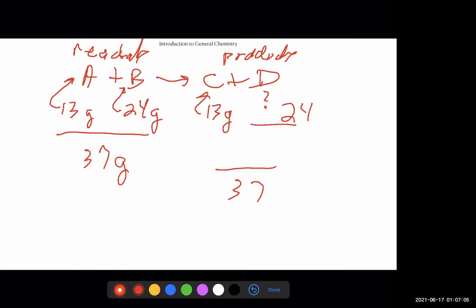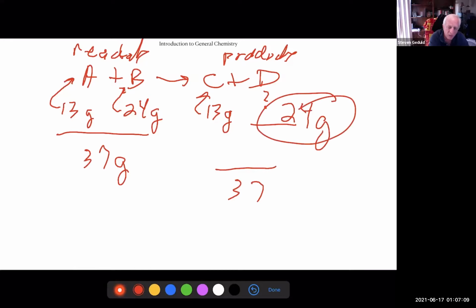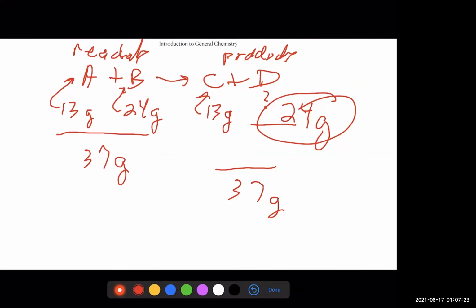24? 24 grams, right? You have to have 24 grams of D because it has to equal 37 grams. Is that making sense? Yeah, I'm glad you're asking.